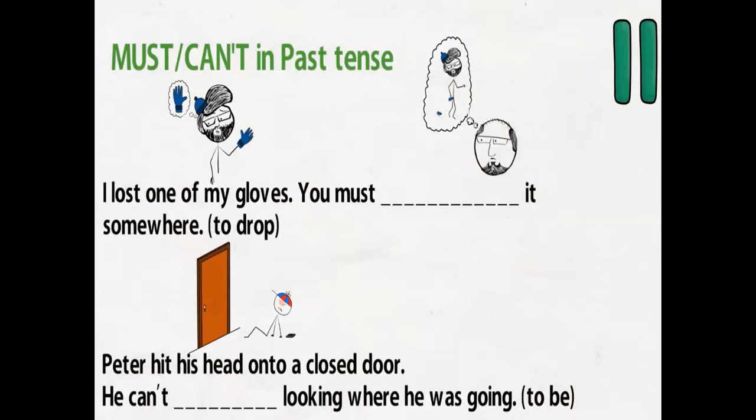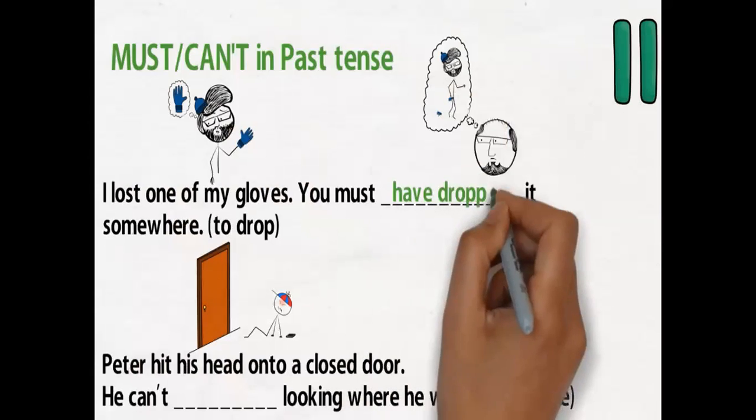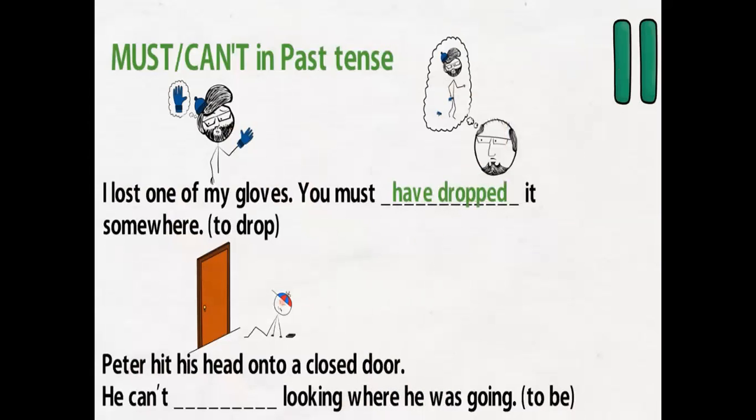I lost one of my gloves. You must have dropped it somewhere. He ran into a closed door. He can't have been looking where he was going. As you can see here, the structure is a bit different. Both must and can't were followed by have.